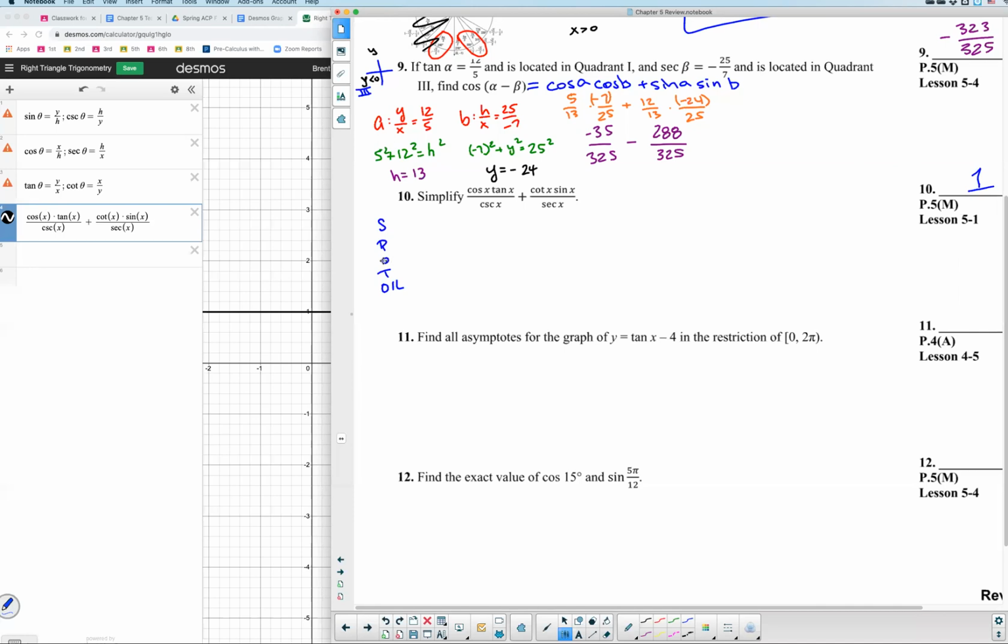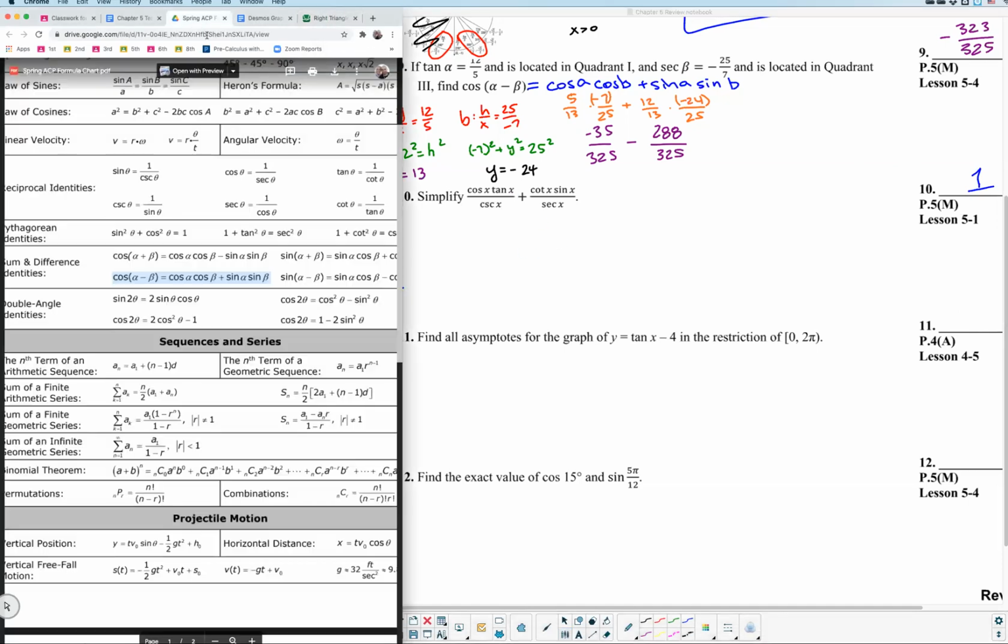The technical trick is called conjugates, where you have 1 plus or 1 minus a trigonometric function in the denominator. I don't have any 1 plus or 1 minus, so I move on to T. T stands for transform to sines and cosines, and that's what I'm going to do.